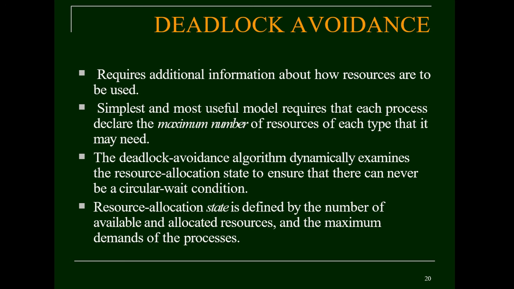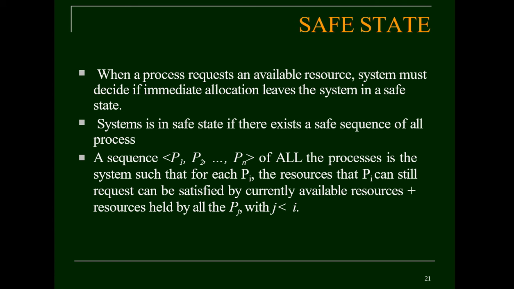Resource allocation state is defined by the number of available and allocated resources and the maximum demands of the processes. First of all, we will study the safe state. What is a safe state? A state is safe if the system can allocate resources to each process in some order and still avoid a deadlock. A system is said to be in the safe state if there is a safe execution sequence, which is an execution sequence in which all the processes run to completion.